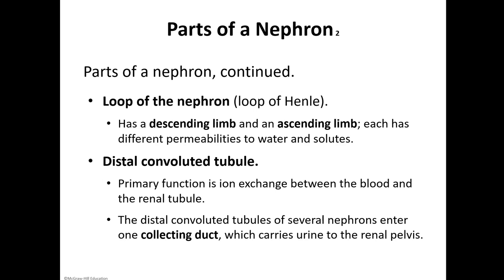The loop of the nephron, also known as the loop of Henle, has a descending limb and an ascending limb. Each has different permeabilities to water and solutes. The distal convoluted tubule's primary function is for ion exchange between the blood and the renal tubule. The distal convoluted tubule has several nephrons entering one collecting duct, which carries urine to the renal pelvis.